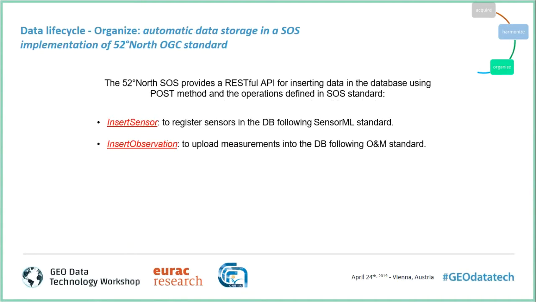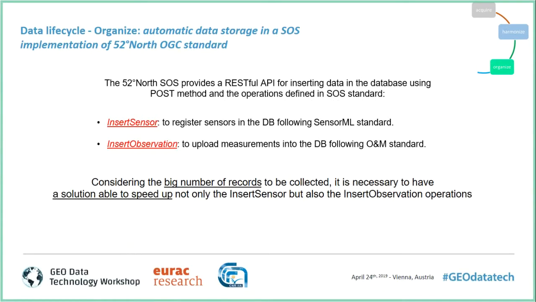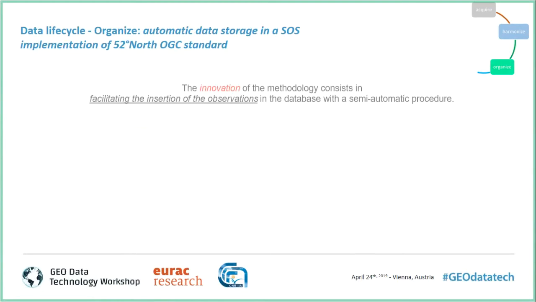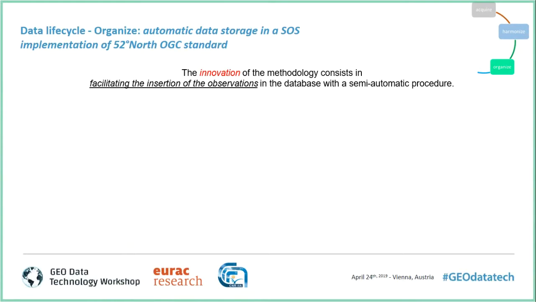As I was saying before, the 52North SOS provides a RESTful API, which uses two operations: insert sensor and insert observation. If you have to deal with a huge amount of data, it's important that these two operations are automated, because otherwise you really are in trouble. In fact, the innovative part of our methodology is that from the data provider or user point of view, we only ask for two minimal interactions.